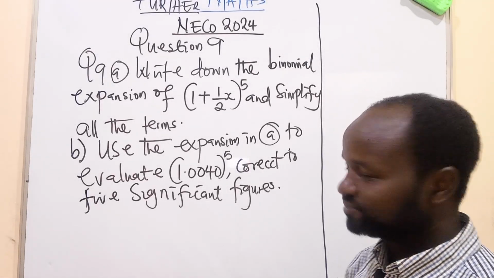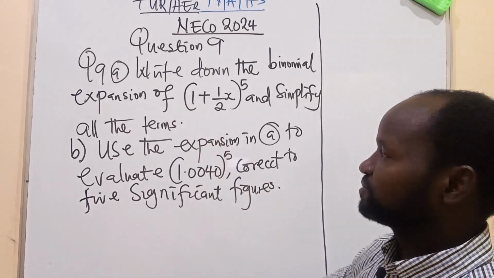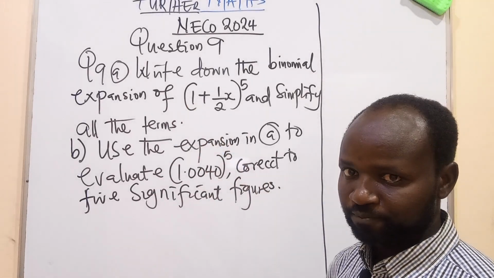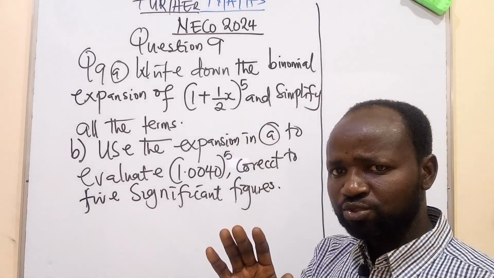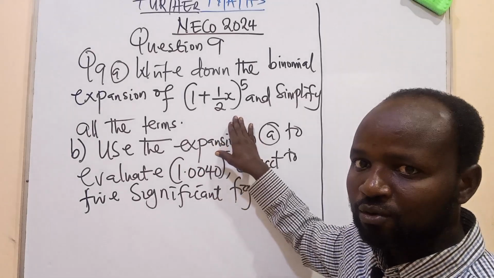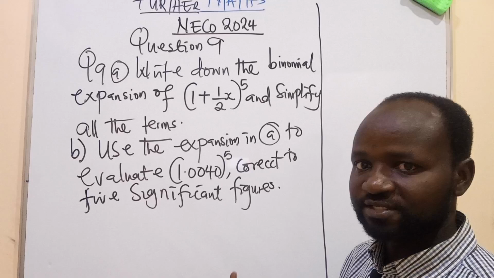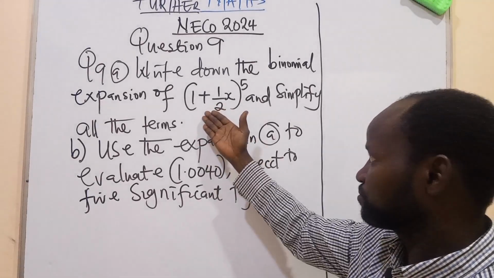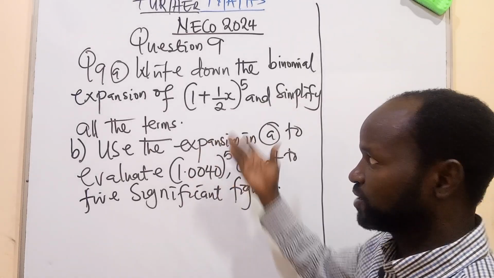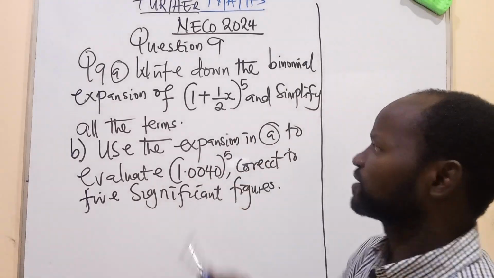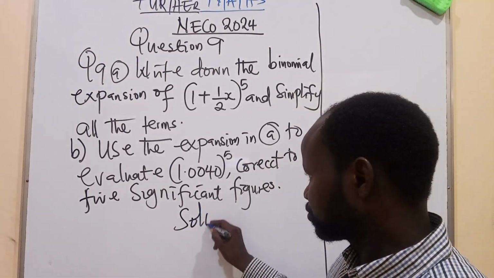First thing to do is to identify which topic this question is from. Of course, this is from binomial expansion. And to expand this, we can either use Pascal's triangle or we use the general formula of binomial expansion. There are two ways we can approach this, either Pascal's triangle or the theorem itself. We can deduce the theory and use the formula. So let's use the formula here. Okay, let's write down the solution.